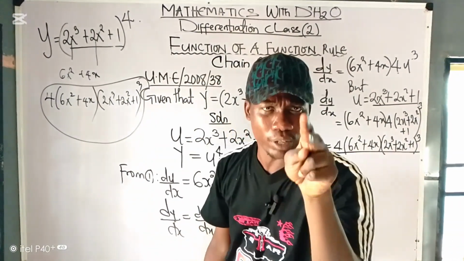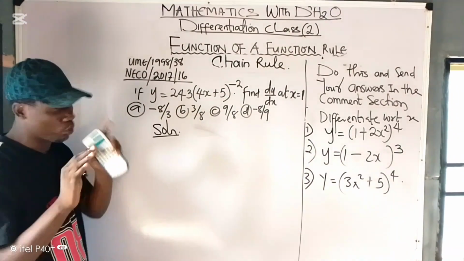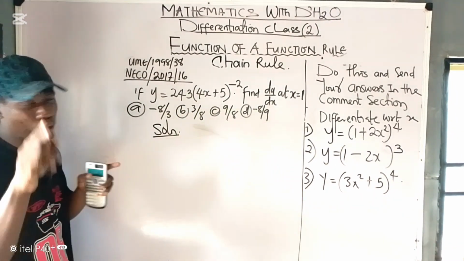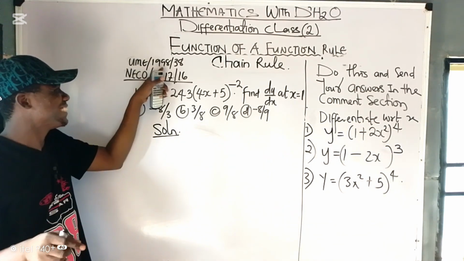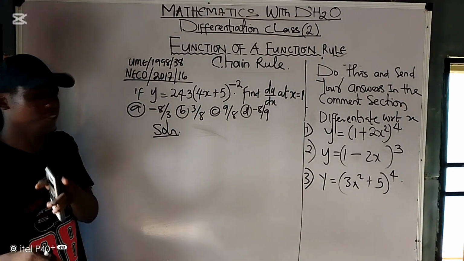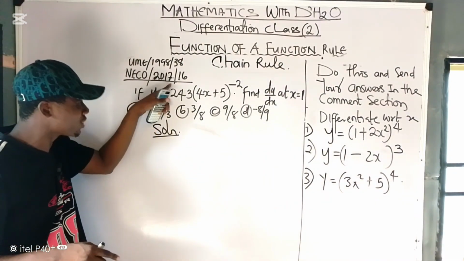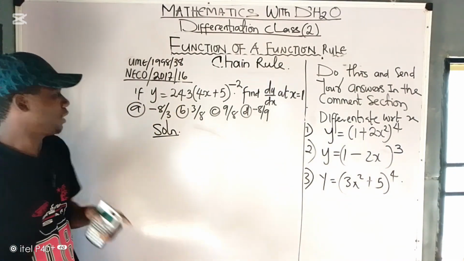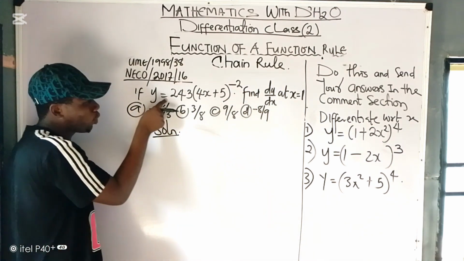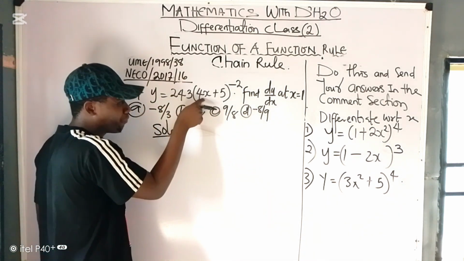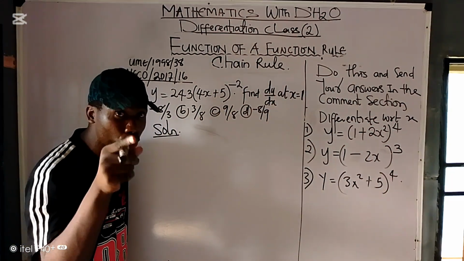Now let's take another tricky question. Now, this question came out in UTME, that's JAMB exam, in 1998 as number 38, and came out also in NECO exam 2017 as number 16. Now let us solve this question together. Take a look at this. y equals 243, open bracket, 4x plus 5, all to the power of what? Minus 2.